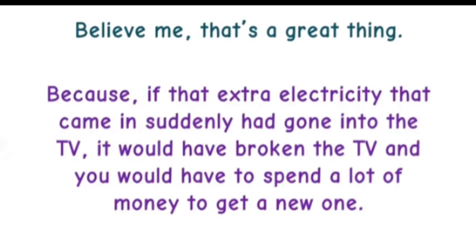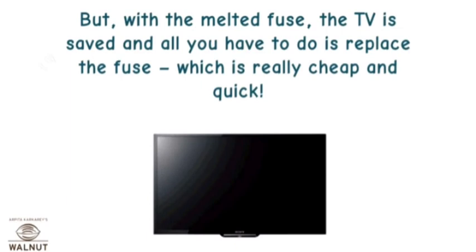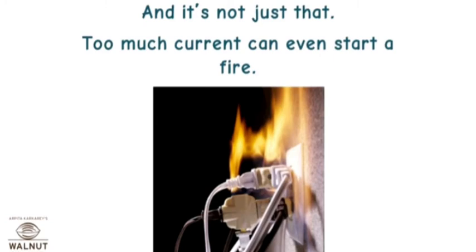Why? Because if that extra electricity that came in suddenly had gone into the TV, it would have damaged the TV, and we have to spend a lot of money to get a new one. But when the fuse is melted, what happens? The TV is saved, and all you have to do is just replace the fuse, which is very cheap and it is done very quickly. So your electrical appliances like TV won't get damaged. You just have to replace the fuse and your damage will be controlled.